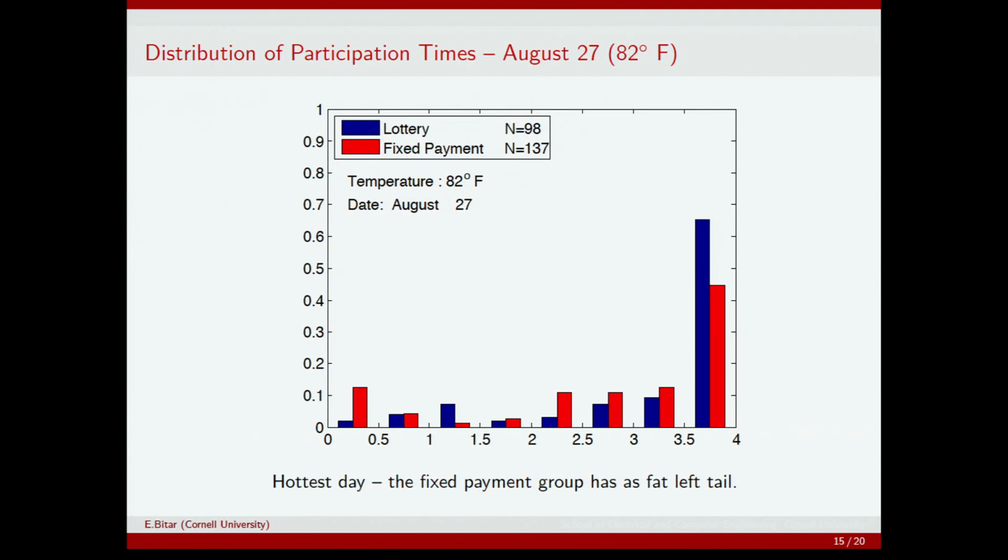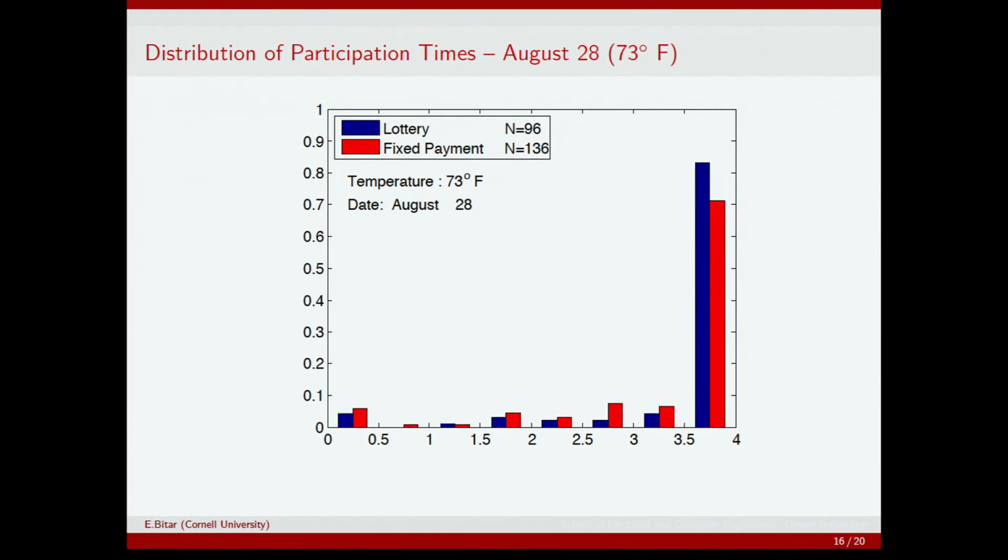So this was the hottest day. Again, the difference is most pronounced on the hottest day. On the hottest day, you can see that many people in the fixed payment group opted out immediately, while the majority of people stayed in for the entire amount of time in the lottery group.